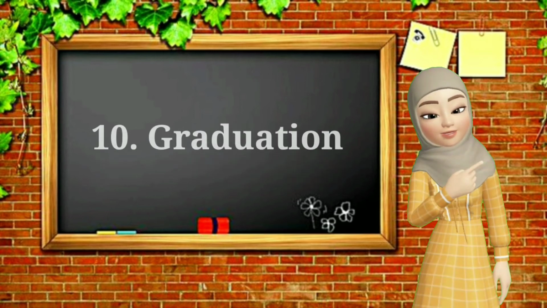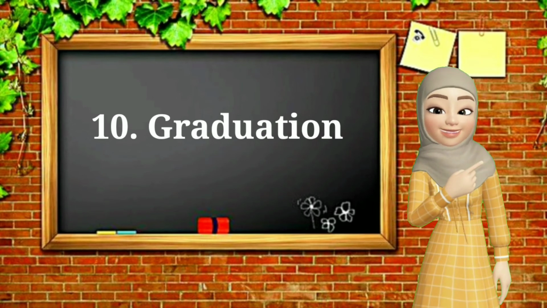Okay, the last, we talk about graduation or class. For example, you can say, I am in grade 7. And for example again, I am a graduate of Senior High School 1 Sarolangun.